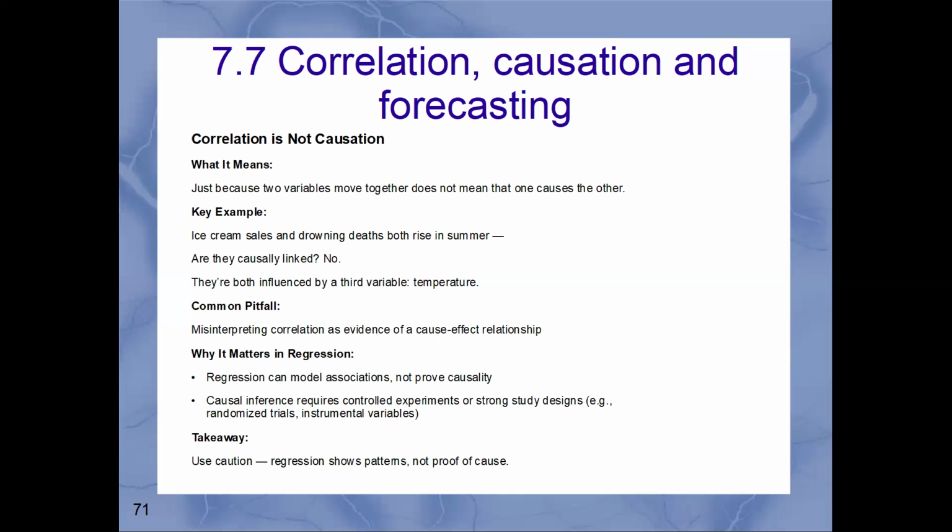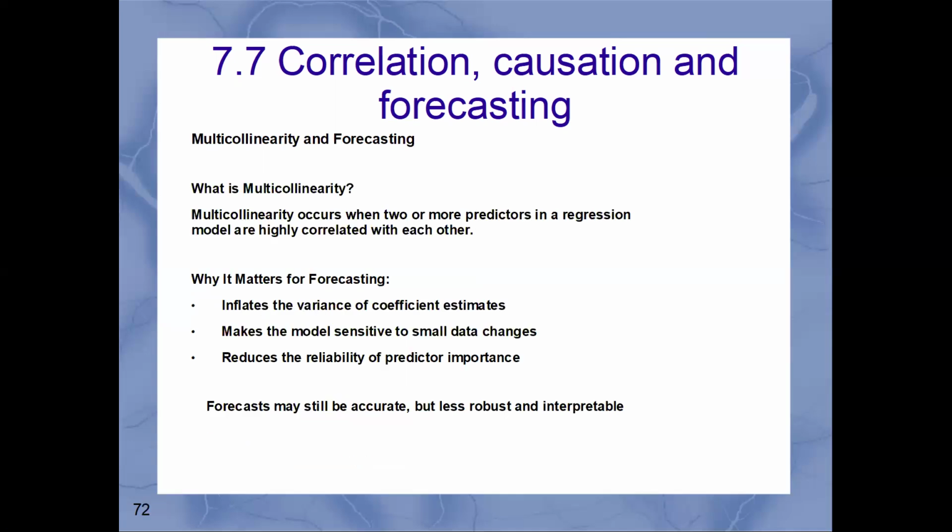So causal inference requires controlled experiments or strong study design. Okay, so also note that, for instance, if you take any data and you put it into Excel and you say, fit a line to this, it will, right? So it definitely will. Does that mean that there's a linear relationship? No, right? So that's kind of in the same vein as this correlation and causation I'm talking about.